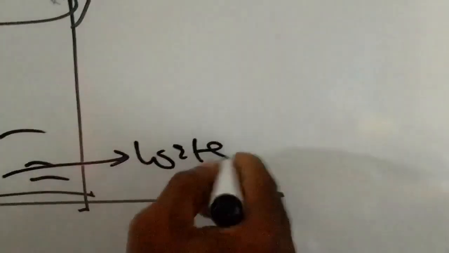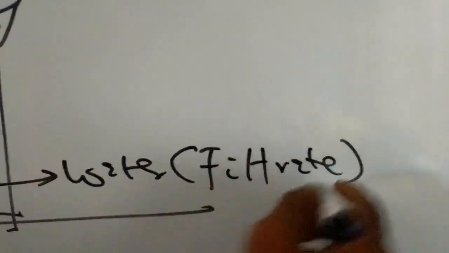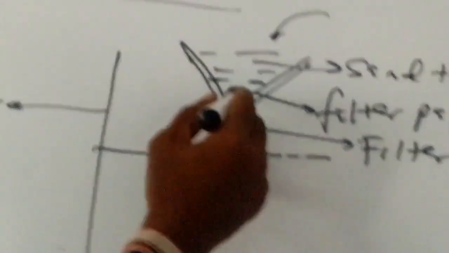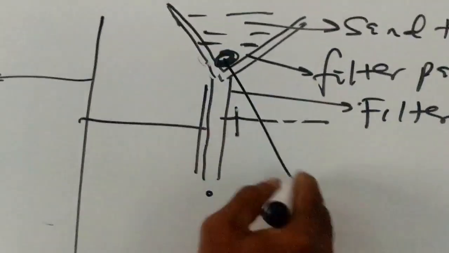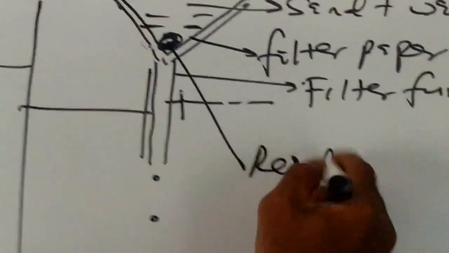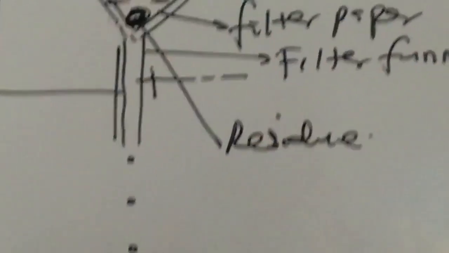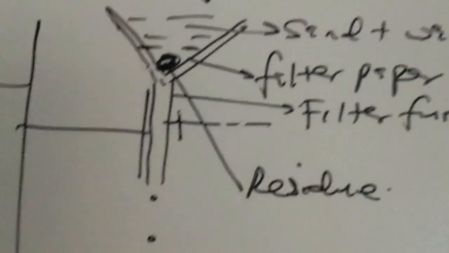So this water we have here is called the filtrate. That's the technical name for it. The liquid that we collect after it percolates through the paper is called the filtrate. While the sand or the solid that remains behind is called the residue. So this is filtration in action. That is how we can demonstrate filtration in the laboratory.